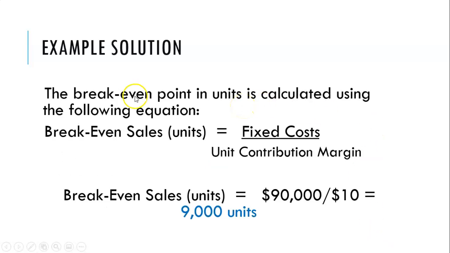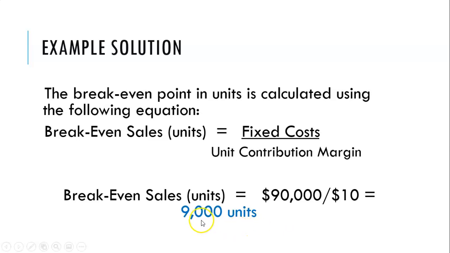So when we're looking at break even in number of units, we're going to use this formula here. In the numerator, we're going to put our fixed costs, and in the denominator, we're going to put our unit contribution margin. So our fixed costs in this case were $90,000, and our unit contribution margin was $10. So 90,000 divided by $10 is 9,000 units. We need to sell 9,000 units and we will end up breaking even.